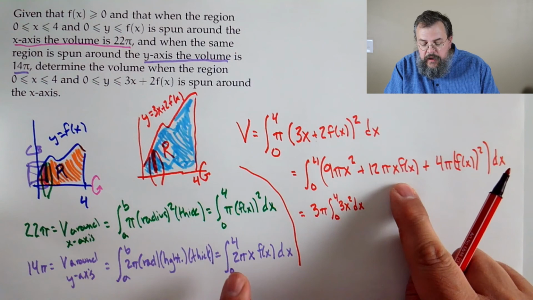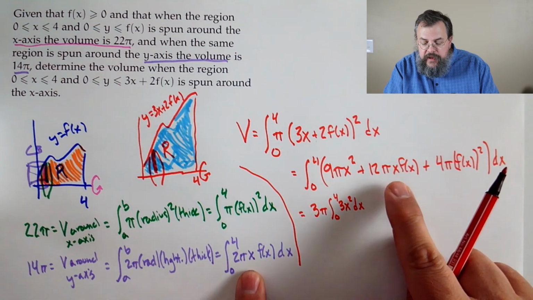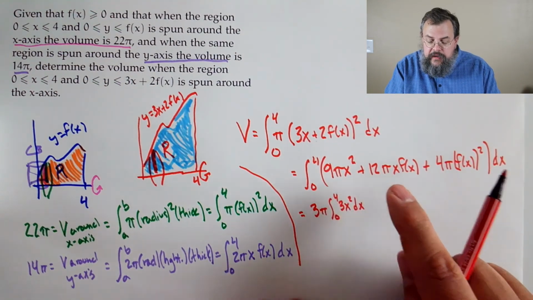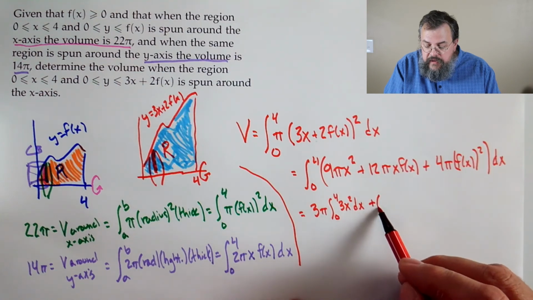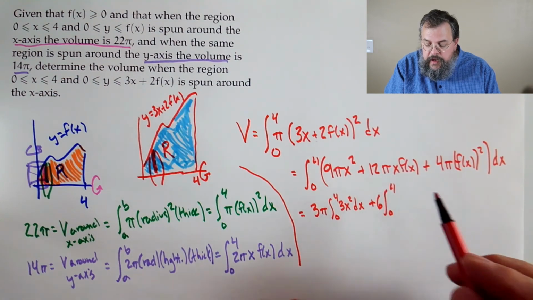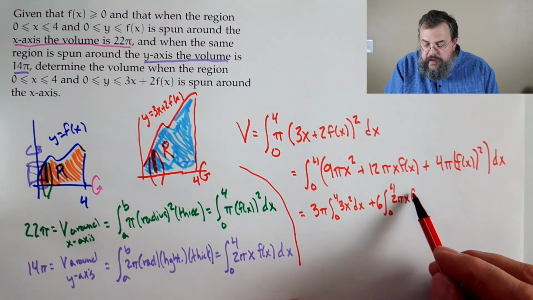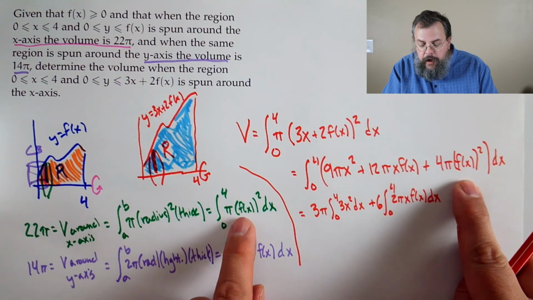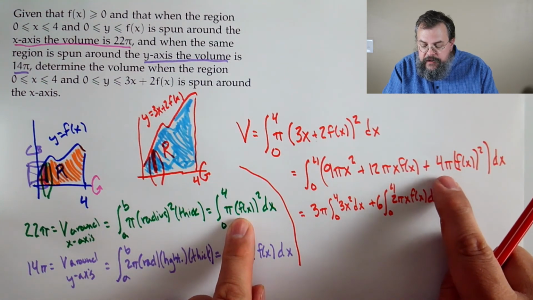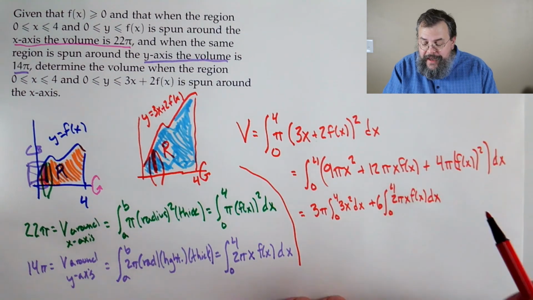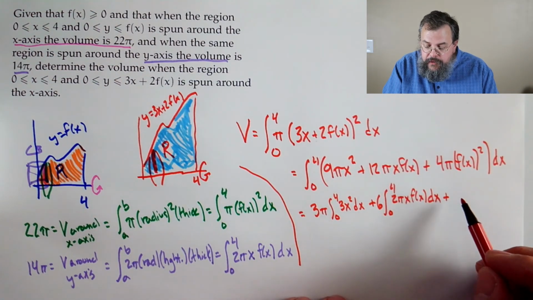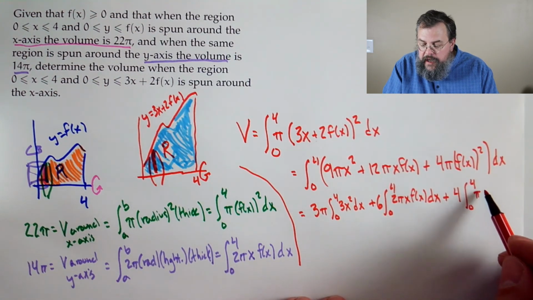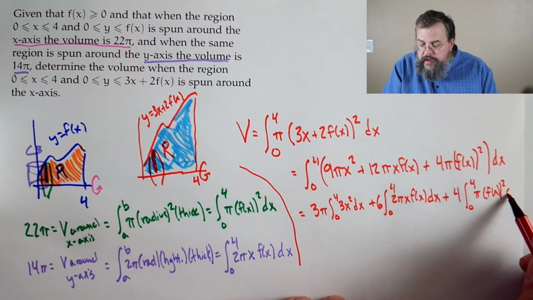Now the next piece looks most like that. The difference is here there's a 12. Well, we're off by a factor of 6, so we'll pull out a 6, so plus 6 integral 0 to 4 of 2 pi x f of x dx. The last piece almost is exactly that, except for the factor of 4. Okay, we can fix that. So plus, pull out the 4, integral 0 to 4 of pi f of x squared dx.